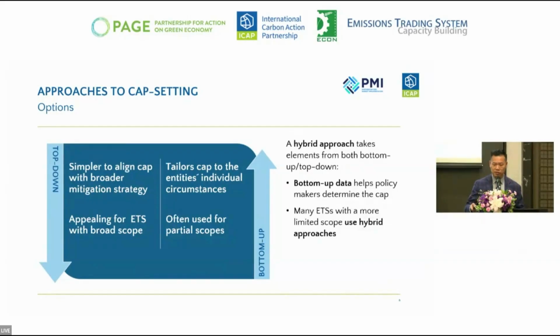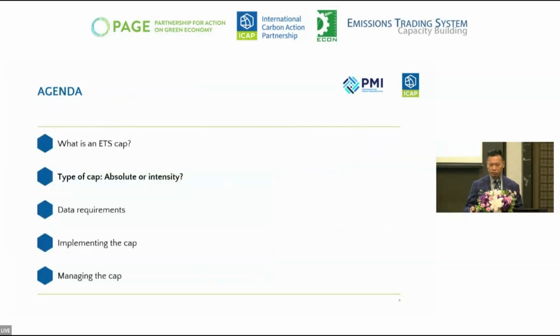This slide is based on the ETS handbook that ICAP and World Bank jointly developed. So you are welcome to go to the ICAP website or World Bank website and download this ETS handbook. We have more cases to discuss these two approaches.